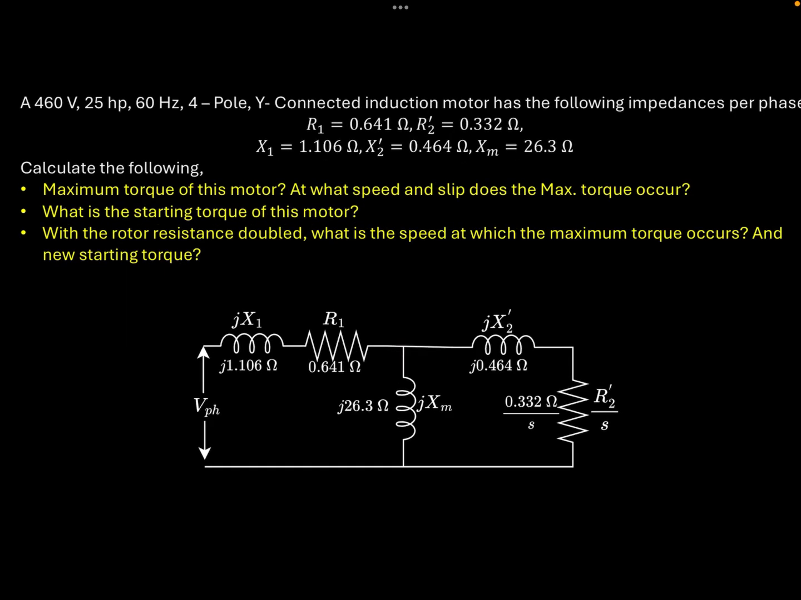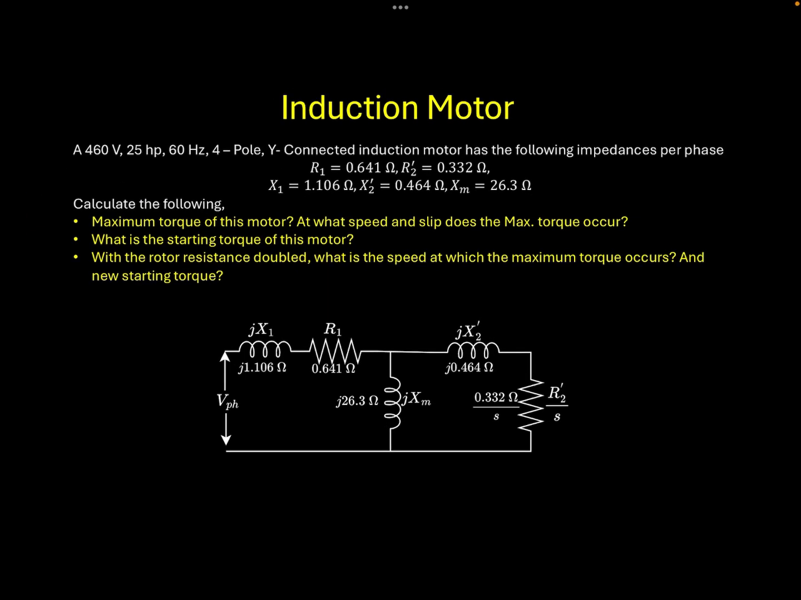If we want to calculate the maximum torque of this induction motor, first we need to know at what slip or what speed the maximum torque occurs. That is nothing but the condition for the maximum torque. Now if you look back into the equivalent circuit, this is the rotor resistance, which also indicates the load that is connected to the induction motor.